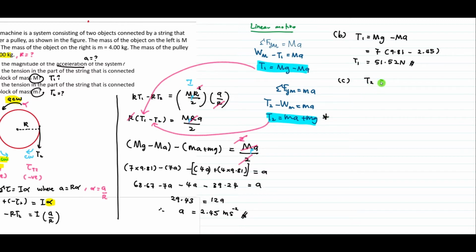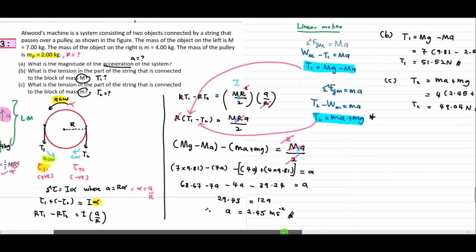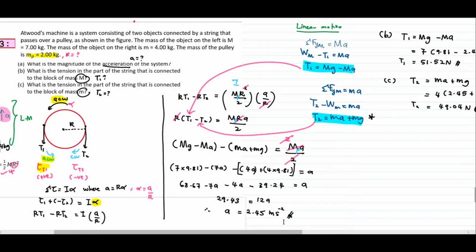Alright, and C, we can straightly find T2 from this equation. So T2 is equal to MA plus MG. So T2 is equal to, small m is 4 kg, A is 2.45 plus 9.81. Therefore T2 is equal to 49.04 Newton. Okay, so we have answered all the questions in example number 3. So let's proceed to example number 4.